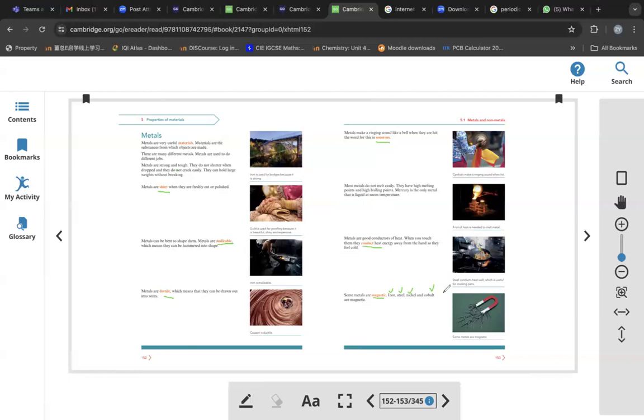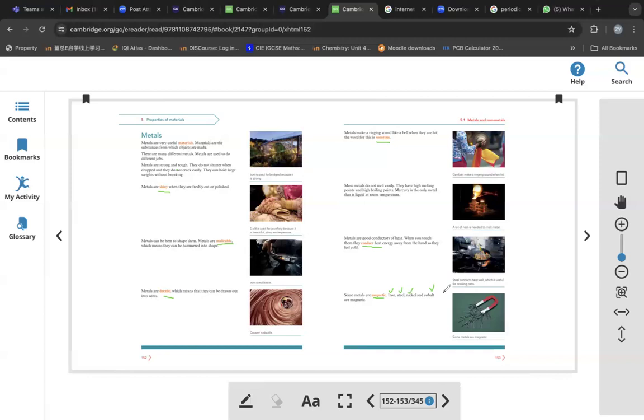Is it important? Yeah, important. You need to know which metals. Only these four. Not all metals are magnetic. So you need to be careful.